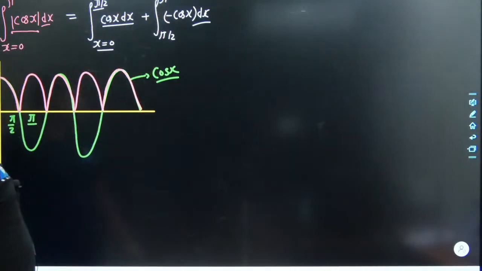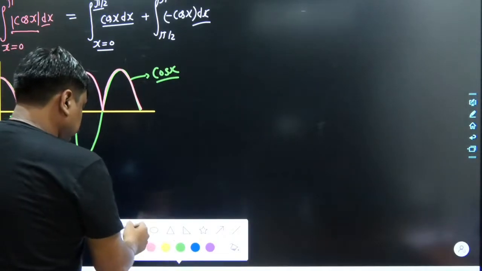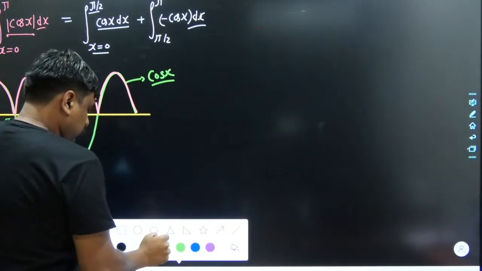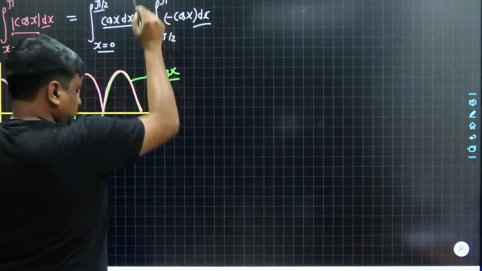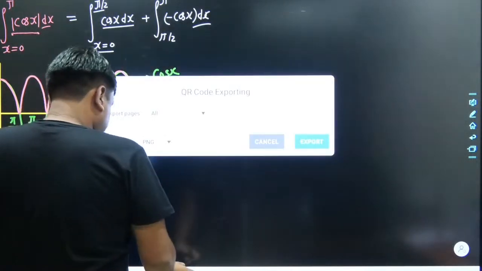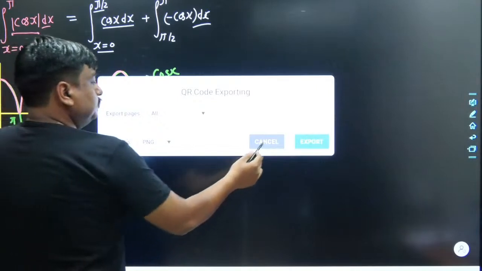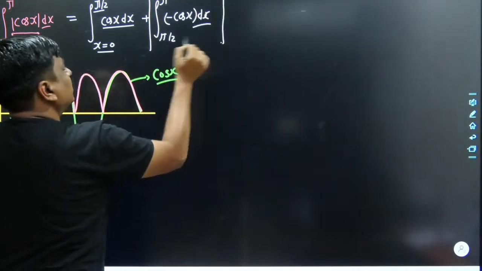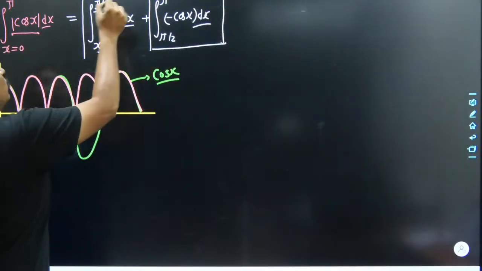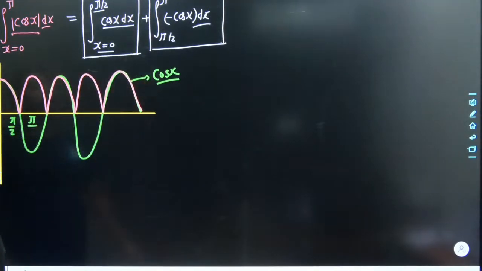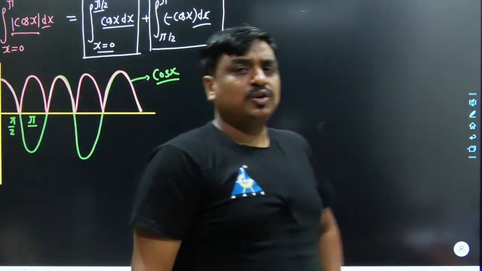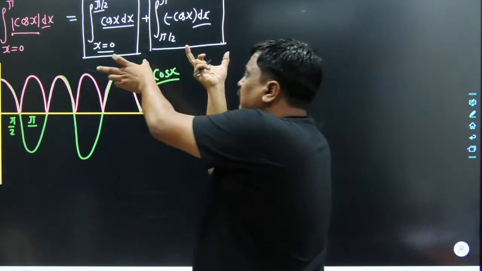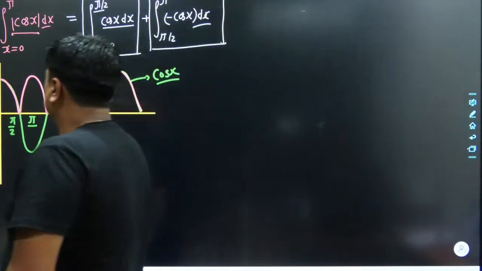Separately, I would like to ask one more important thing. After doing the integration, the result you would find over here and over here, would it be the same or different? If you take the integration of cos of x from x equals 0 to pi by 2, and the integration of minus of cos of x from x equals pi by 2 to pi, would the value be the same or different? It would be the very same. You yourself would be able to see that.